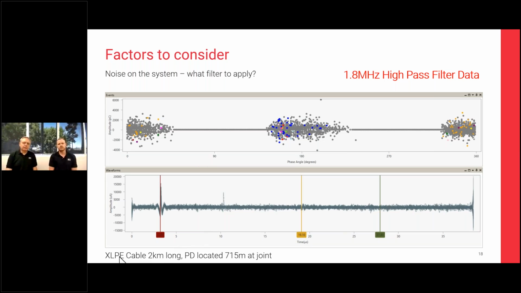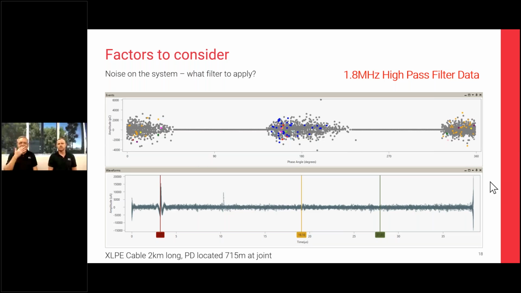So in this particular instance, we've got a 2 kilometer long XLPE cable. The PD has been located to around 700 or so meters, using a 1.8 megahertz filter. So even with a relatively aggressive 1.8 megahertz filter, we're able to look at decent length on this XLPE cable of 2 kilometers. We can see at the far end how much the final reflected pulse is almost lost in the noise, and any more filtering on that and we're going to lose that pulse. Any more noise, we're going to lose that pulse.